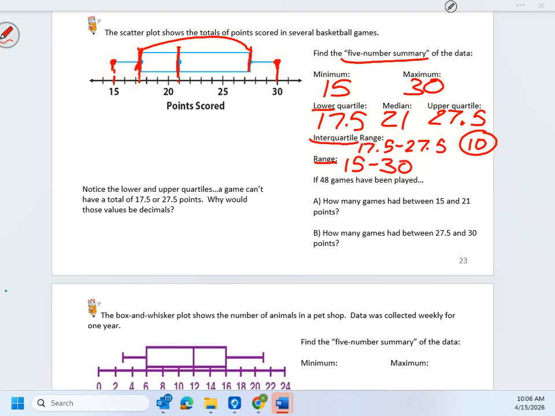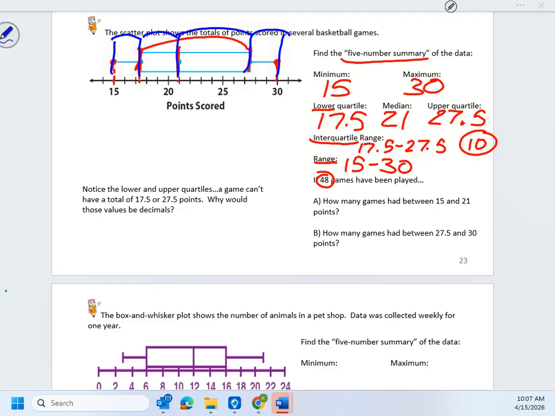So now we're saying there are 48 games played. So remember, first step is dividing into your 4 sections. Section 1, Section 2, Section 3, Section 4. They tell us how many total games there are. How many games fall in each section? Claire?